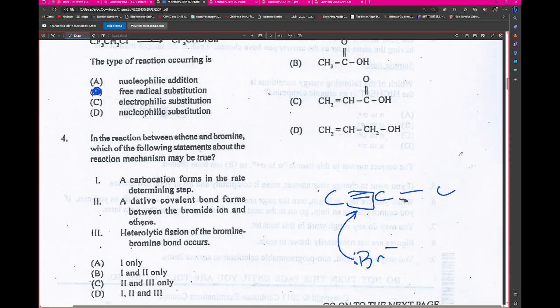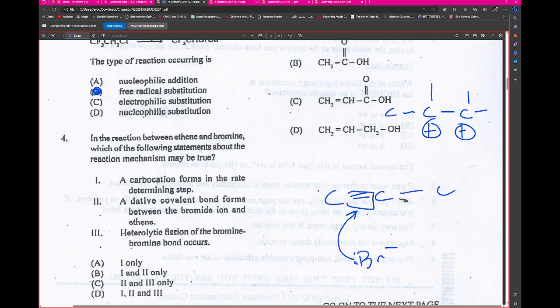What we're going to have is carbocations. Let me just draw the molecule like this. We're going to have carbocations here. When the bromine adds to one of these carbocations, you know by Markovnikov's rule which one it's going to attach to, so I'm not going to ask that.